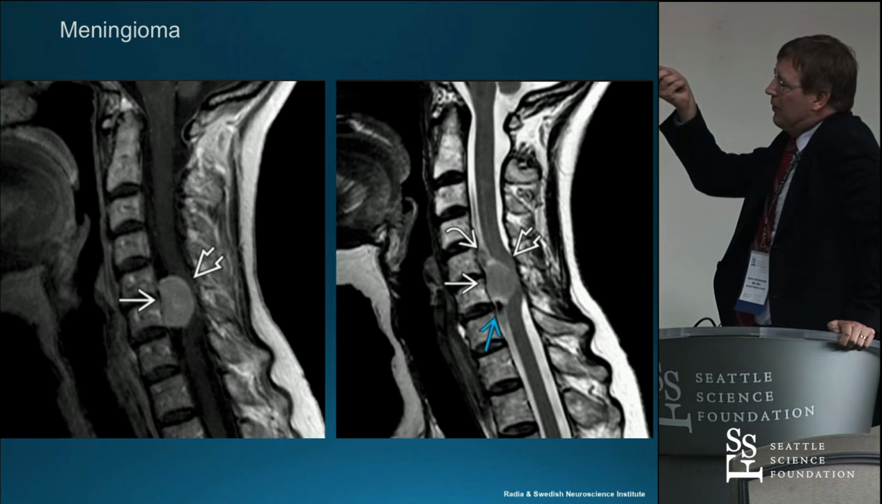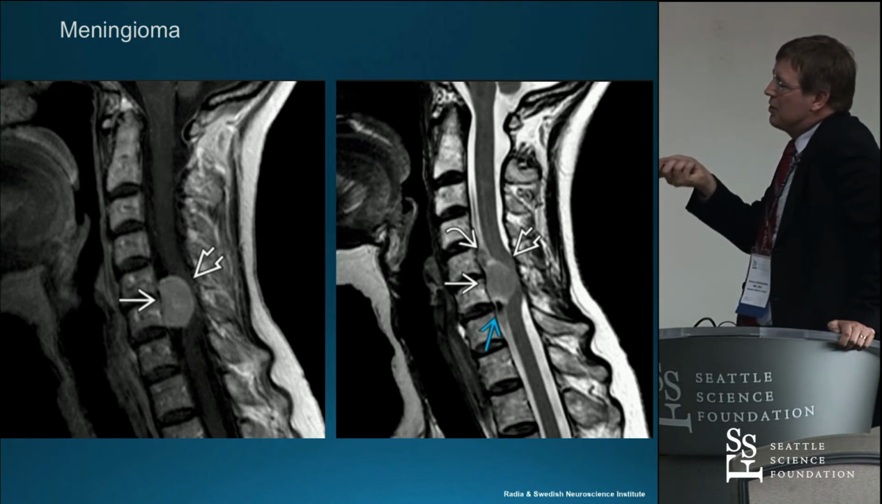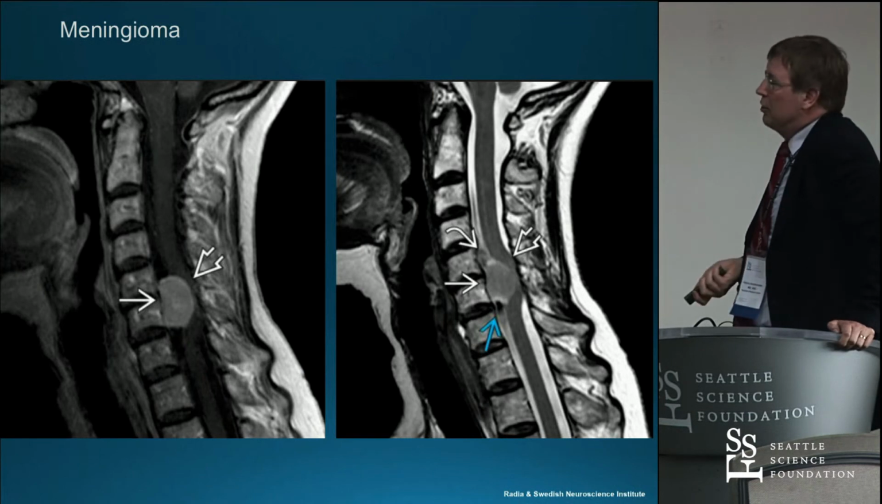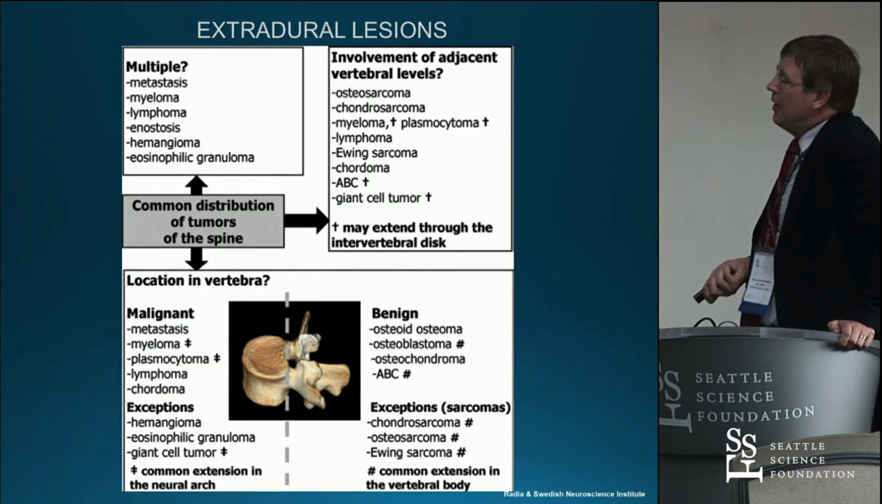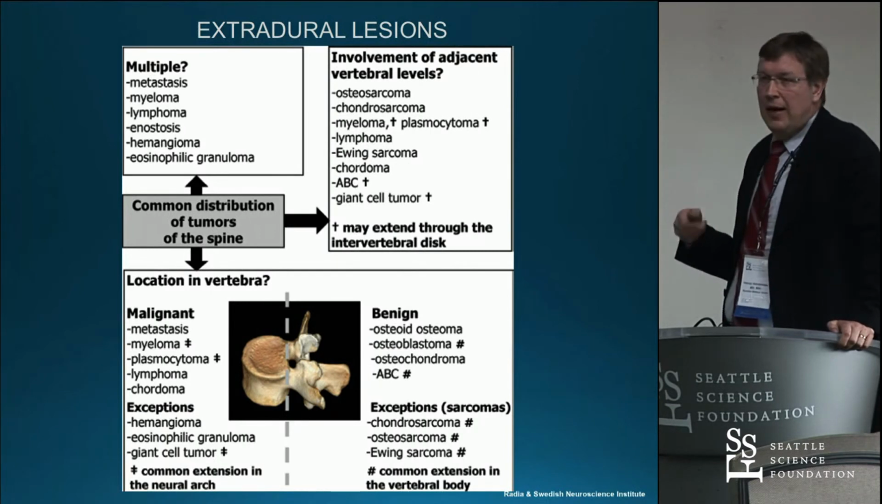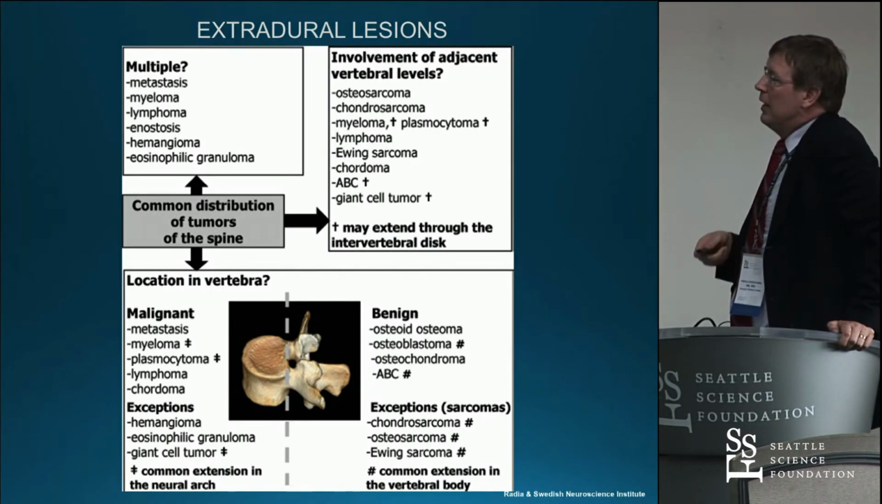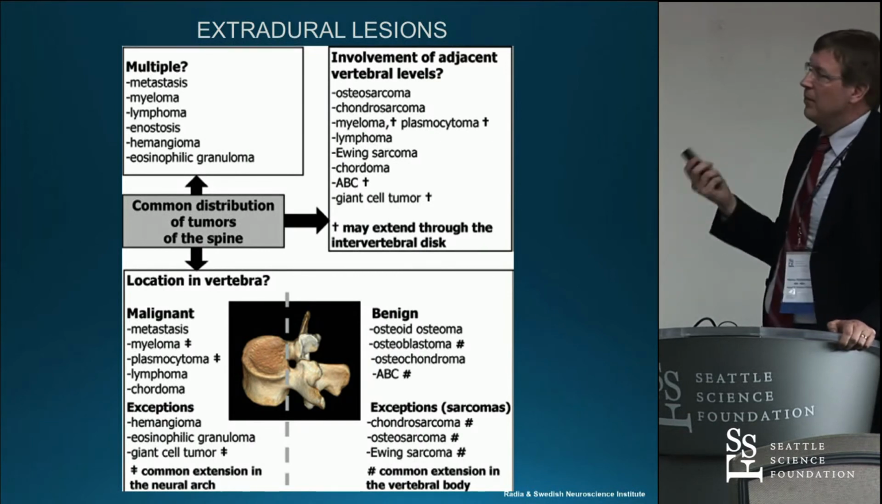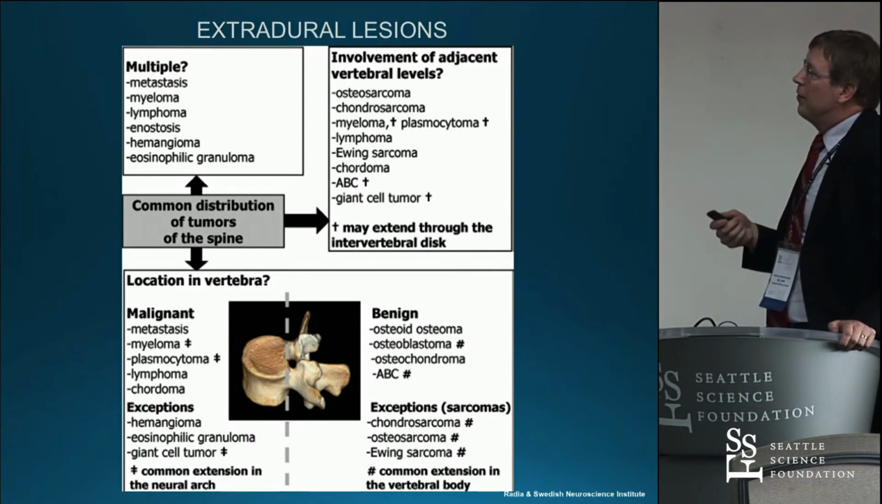And the way you can see how the CSF is above and below the lesion suggests the intradural extramedullary location for this tumor. Now for extradural lesions, there are some questions that can help us answer what it might be. First of all, are there multiple lesions? If there are multiple, we think of things like metastases, myeloma, lymphoma.